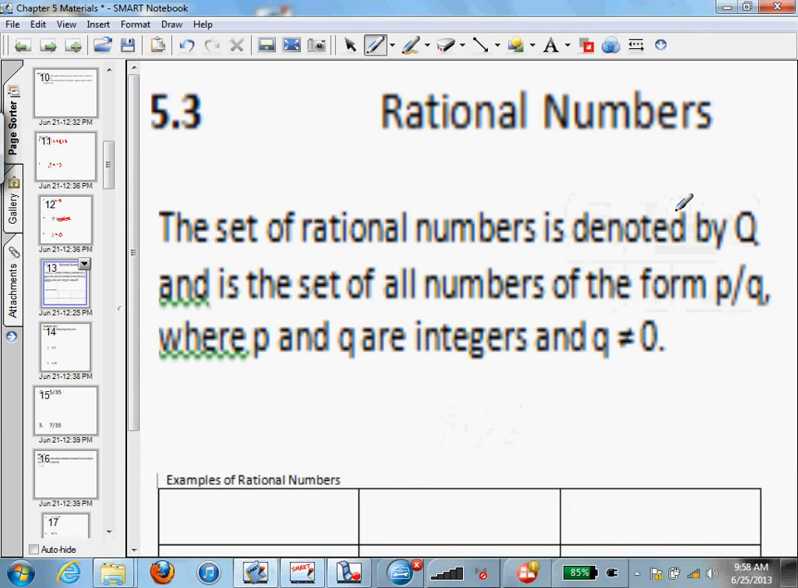Hello and welcome to 5.3 Rational Numbers. This will be some mini lecture and guided answers to the selected problem sets. So let's get started. Rational numbers.